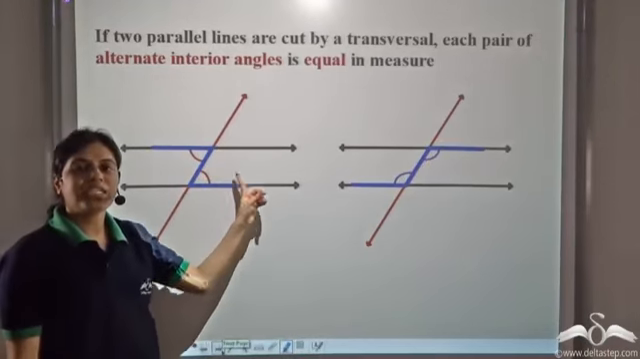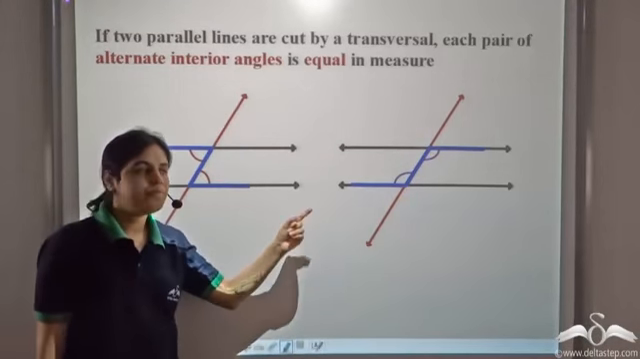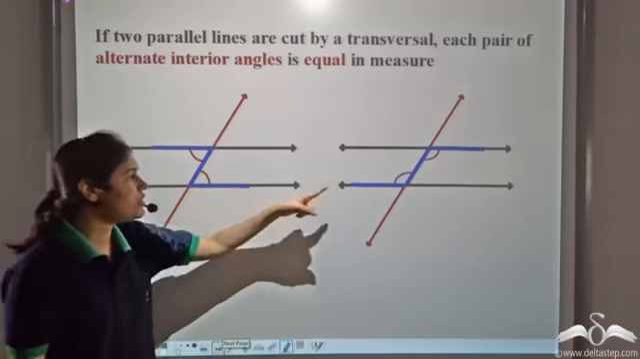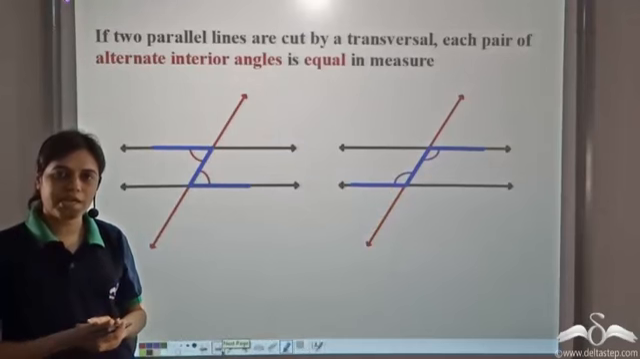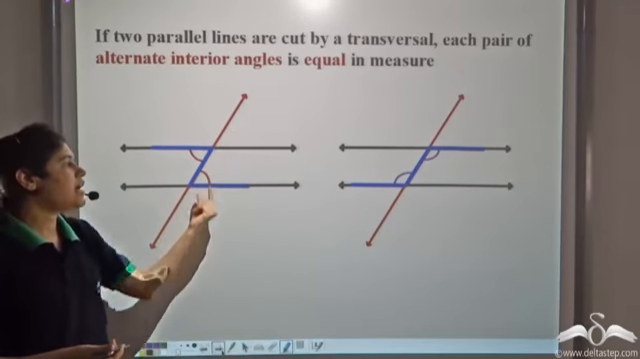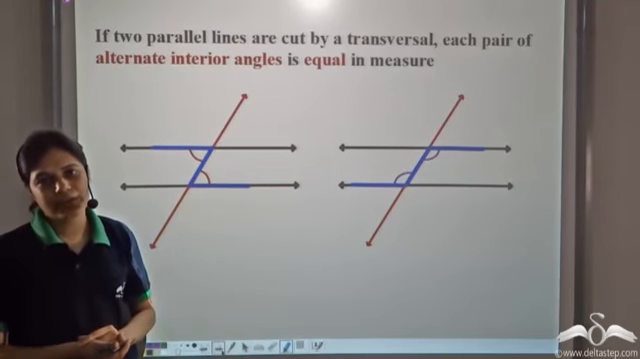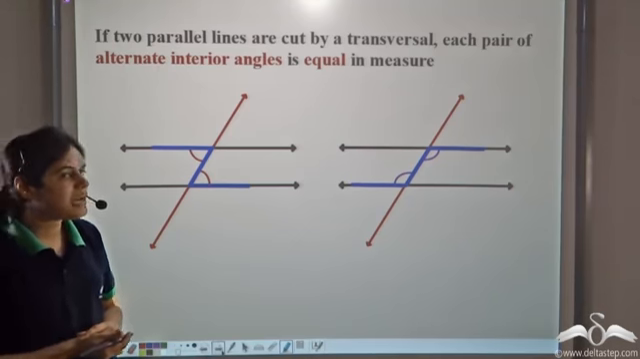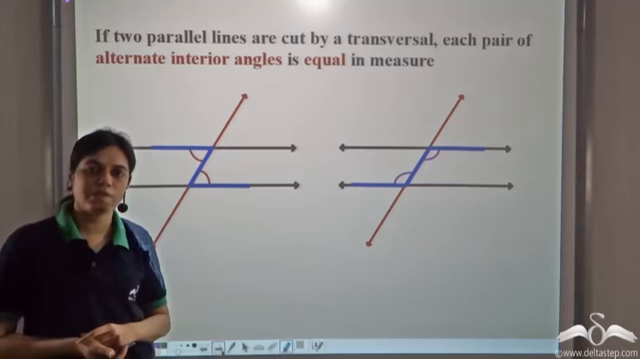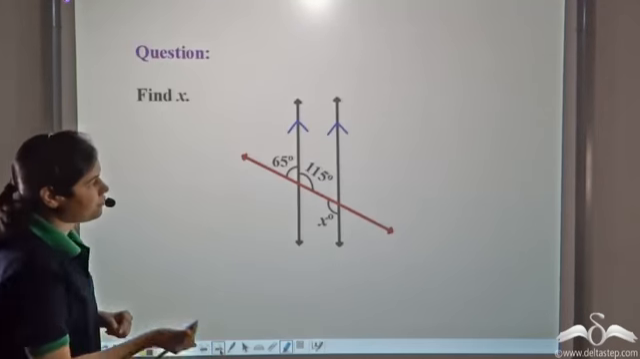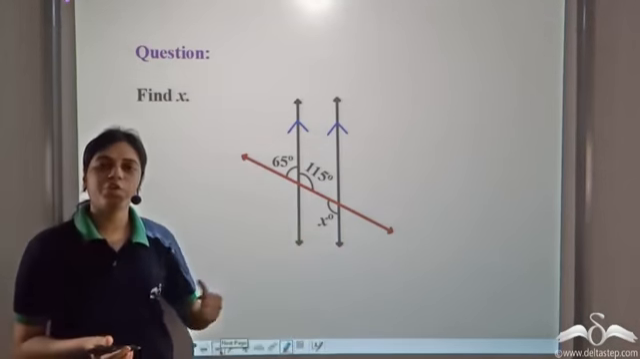So if we can identify a Z pattern, then the angles included in this pattern are a pair of alternate interior angles and they are equal in case of parallel lines. So in parallel lines, a pair of alternate interior angles is equal in measure. Now can you find the value of X?